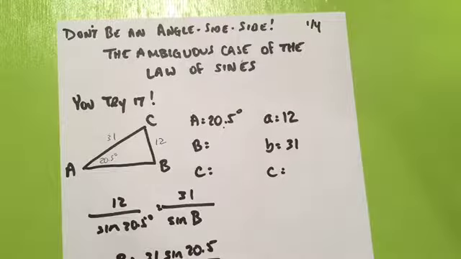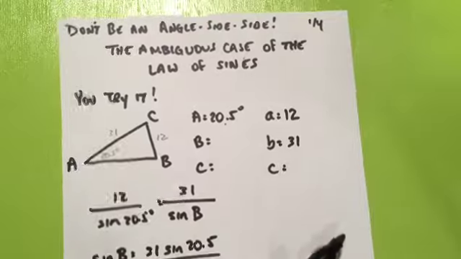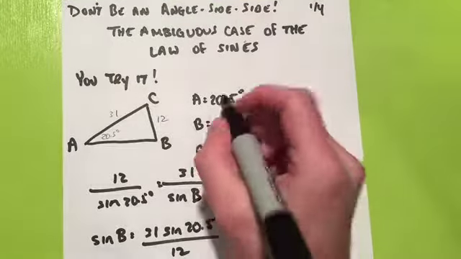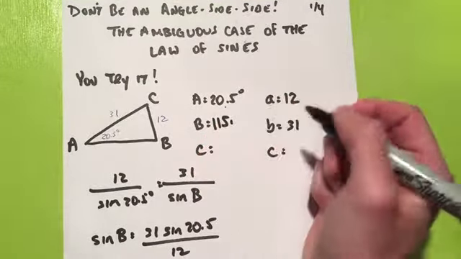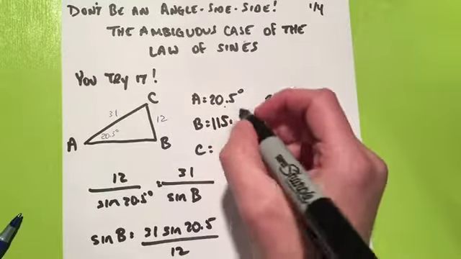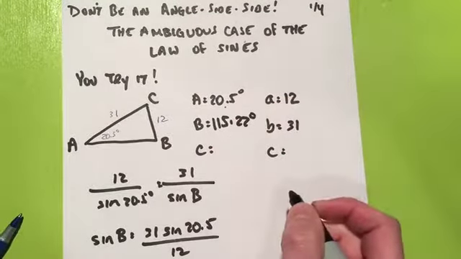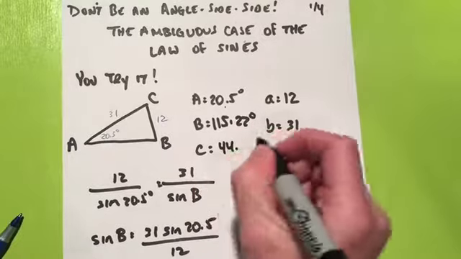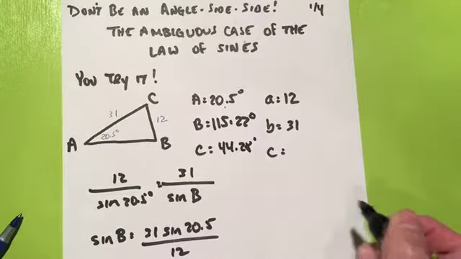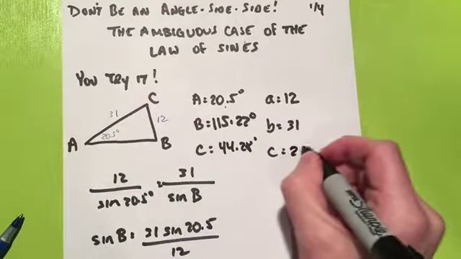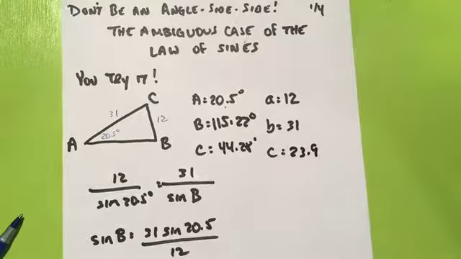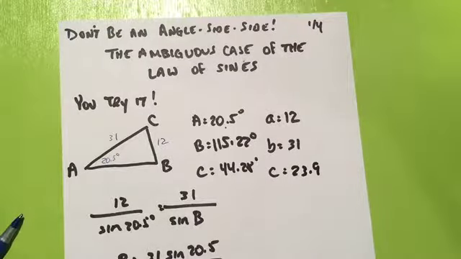And welcome back. Hopefully you paused that. Here's my answer. I've gone through and done all the work myself. Let's check if we got it right. I've got angle B as 115.22 degrees, angle C is 44.28 degrees, and side c, I've got 23.9. Who got it right? Who agrees with me? Who wants to check my work?